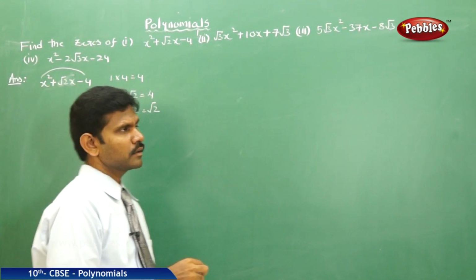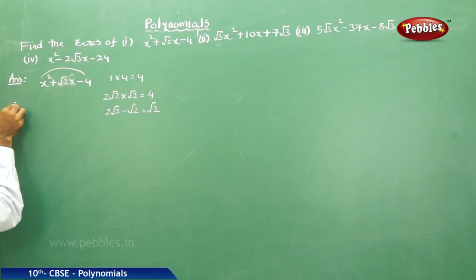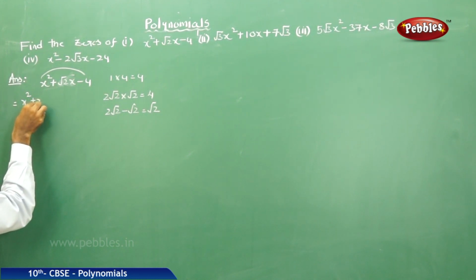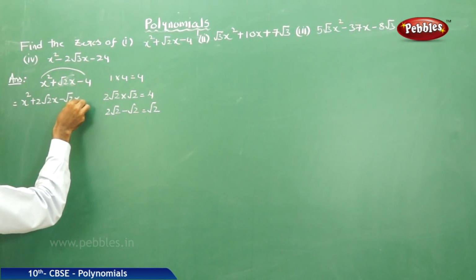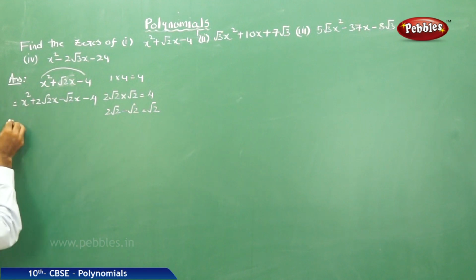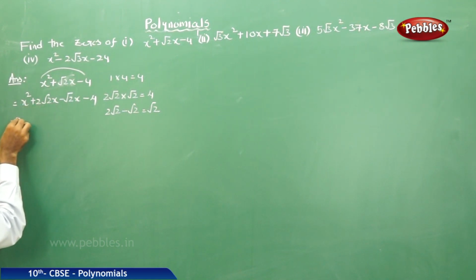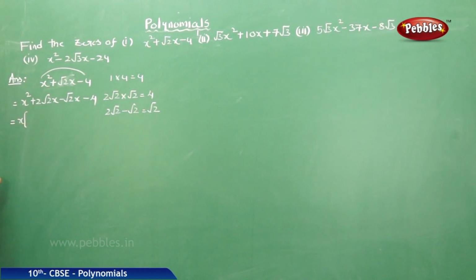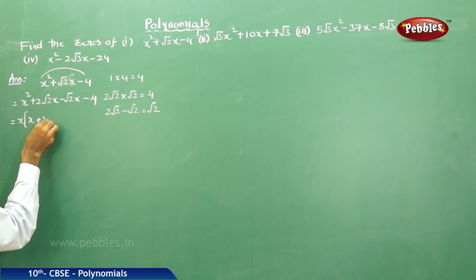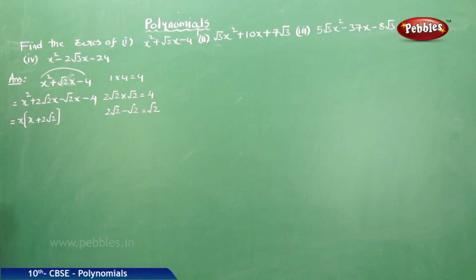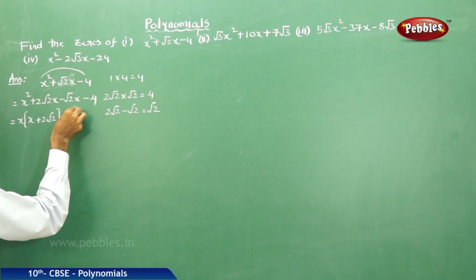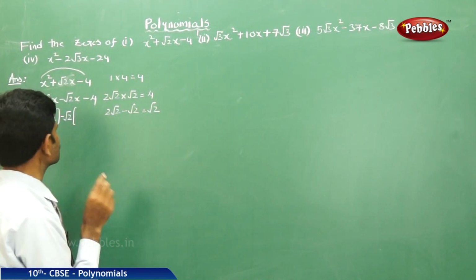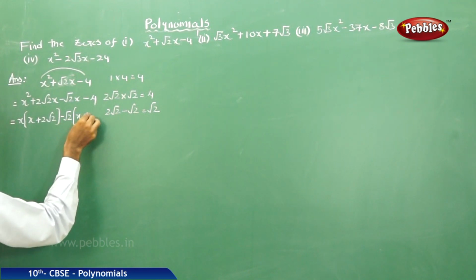I got my middle term. Now arrange these in order. That is x square plus 2 root 2x minus root 2x minus 4. That is equal to, from these two terms take x common. If you take x common, x plus 2 root 2. Now from these two, what you have to take common is minus root 2. If you take minus root 2 common, x minus 2 root 2 is left.